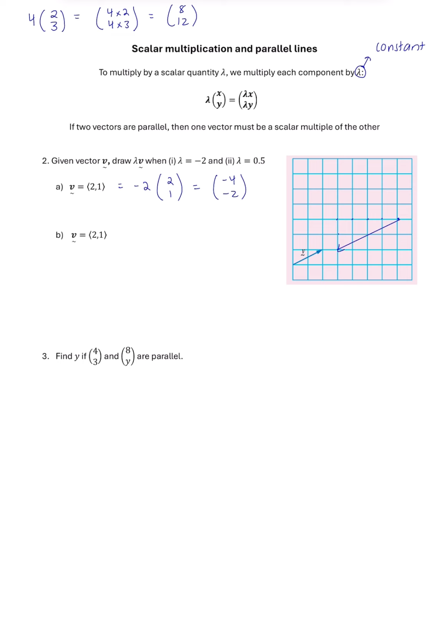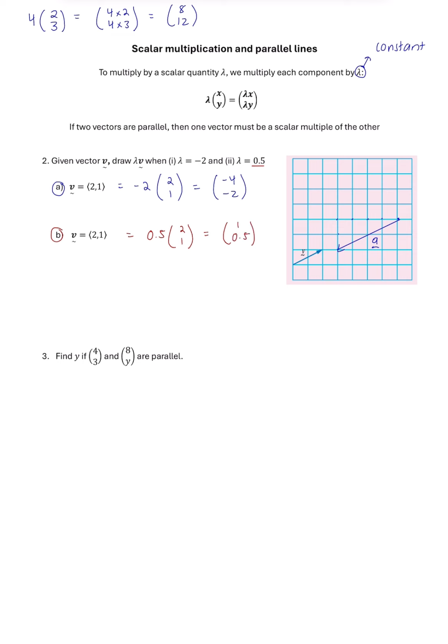So notice here, this will be our vector. We'll call it vector A because it's question A. The next one we're going to look at is for B. So here, our scalar is going to be 0.5, 4, 2, 1. So half of 2 will be 1 and half of 1 will be a half.